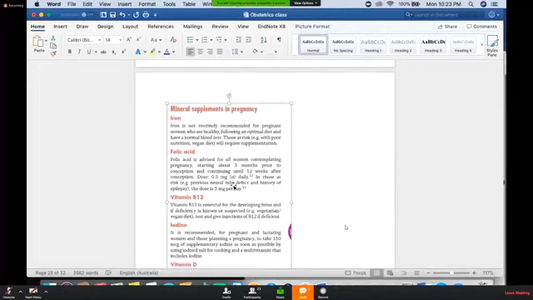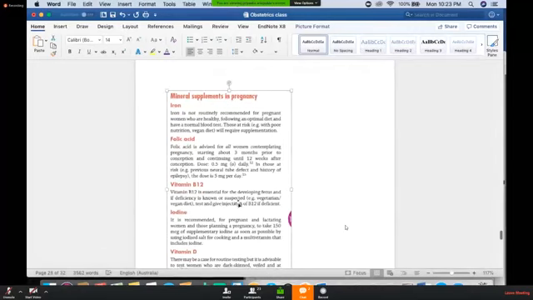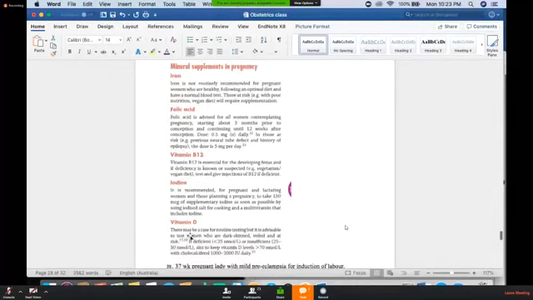Folic acid, we will give folic acid. As you know, 0.5 mg in normal people and 5 mg if there is any history of neural tube defects or history of epilepsy, or if the patient is on epileptic drugs. And vitamin B12 is not routinely given. And the answer here is iodine. Iodine is recommended.